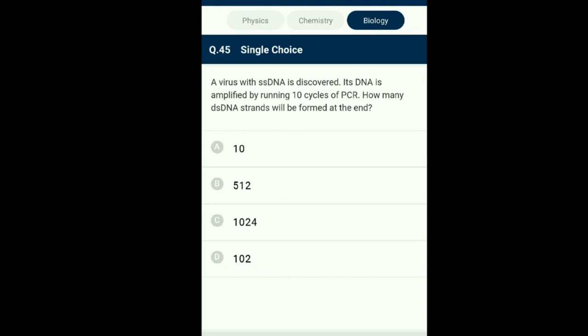DNA is denatured by heating and breaking the H bonds. So finally, after 10 cycles, the number of copies produced is 2 power 9, equal to 512.